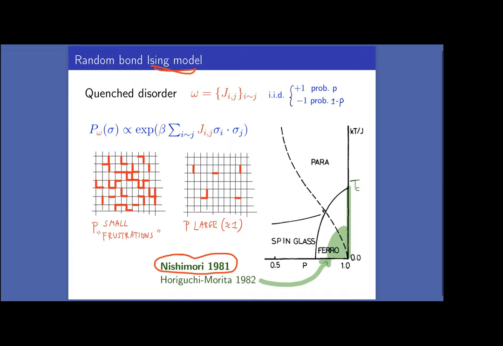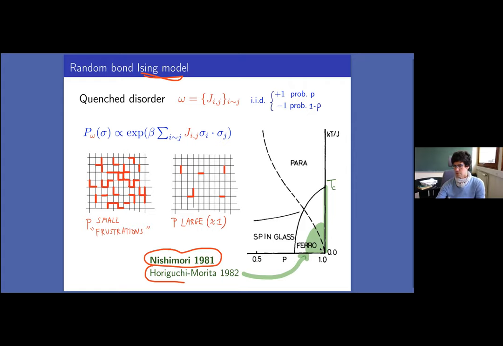And thanks to this integrable setting, in some sense, Nishimori managed to prove that on this line, close to small temperatures, there is ferromagnetic order, there is long range order. So imagine p is very close to one, there are few frustrations and the temperature is very low. It looks rather intuitive that if you start with plus boundary conditions far away, the plus boundary condition will keep being aligned all the way to the bulk of the system. And in fact, thanks to the discrete symmetry, Horiguchi and Morita proved that there is ferromagnetic long range order for this open set of parameters, for any p close to one and any temperature t close to zero.